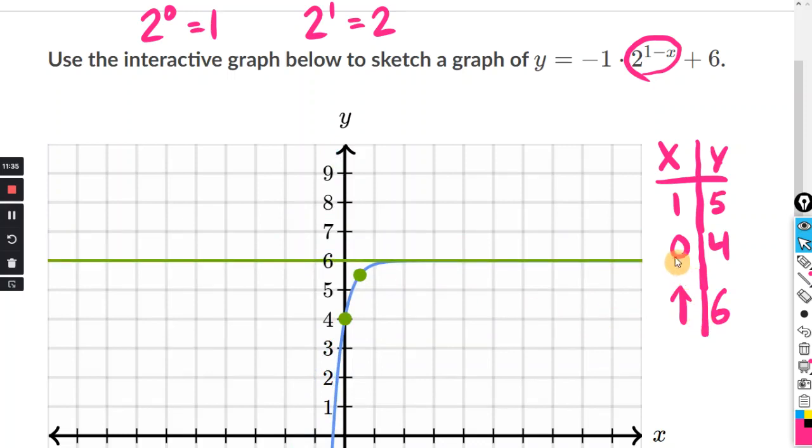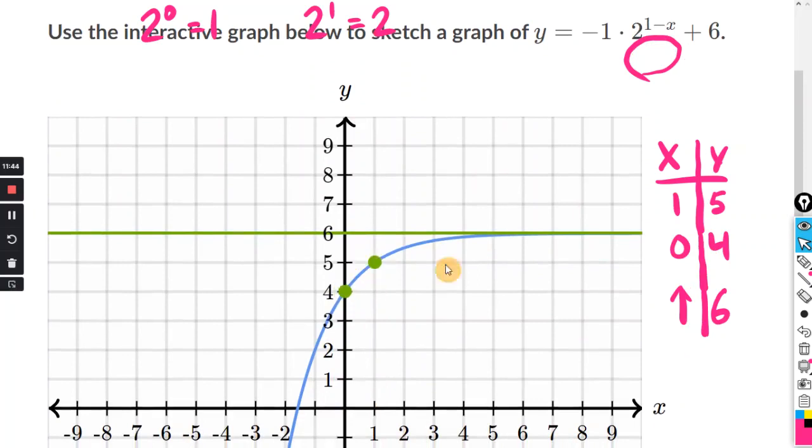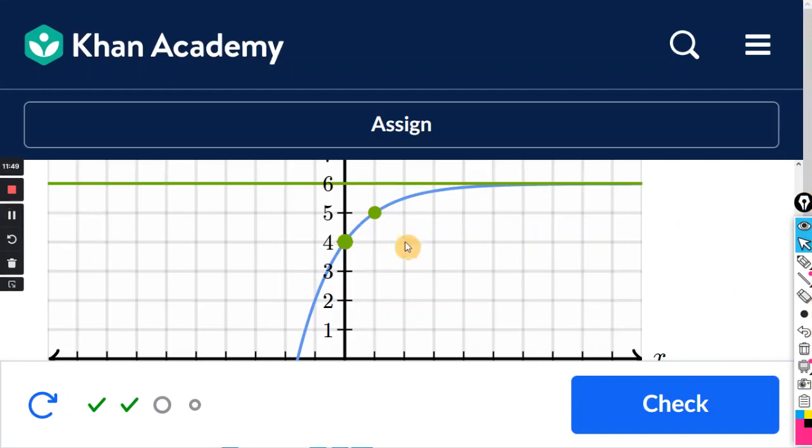Okay, let's double check. 0, 4 is a point. 1, 5 is a point. That's right here. X equals 1, y equals 5. And the highest it can be is 6. So that's it.